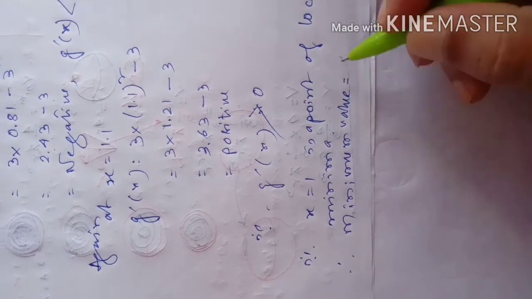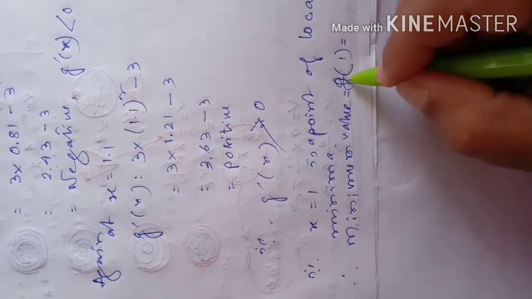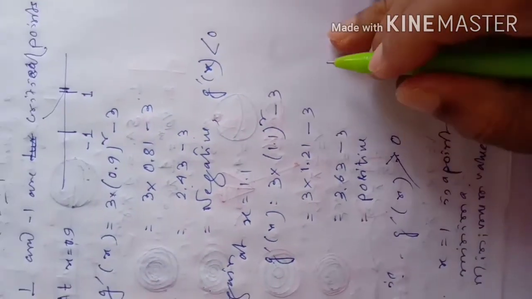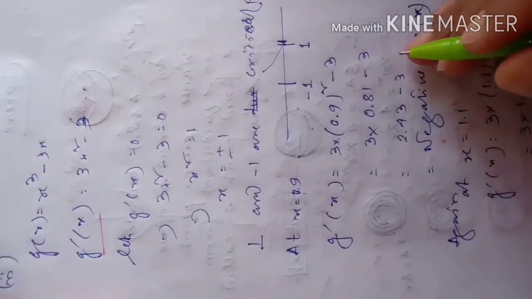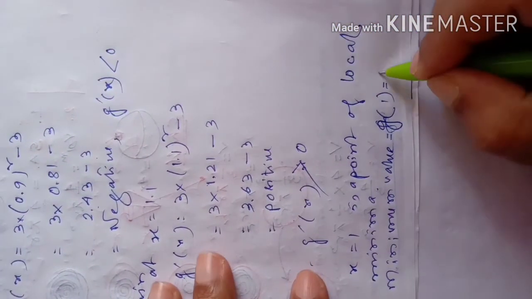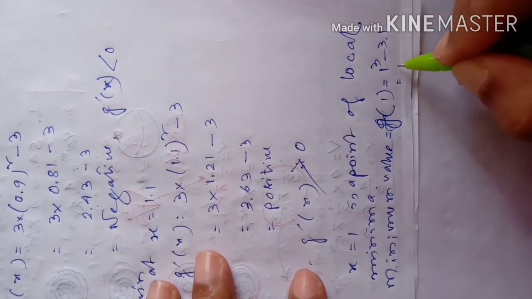So therefore the minimum value is equal to f of 1, that is equal to g of 1. G of 1 means here you put 1, so 1 cube minus 3 into 1, that is equal to 1 minus 3, that is equal to minus 2.